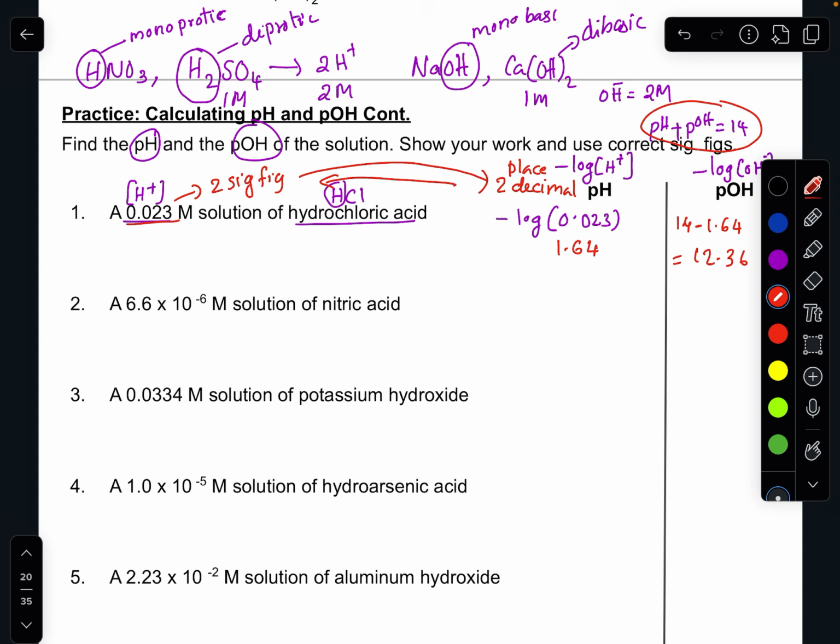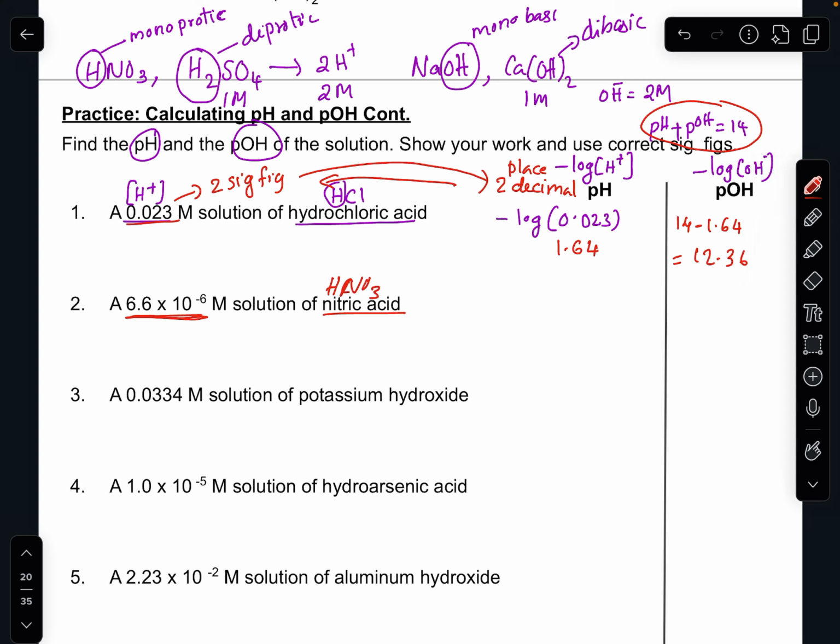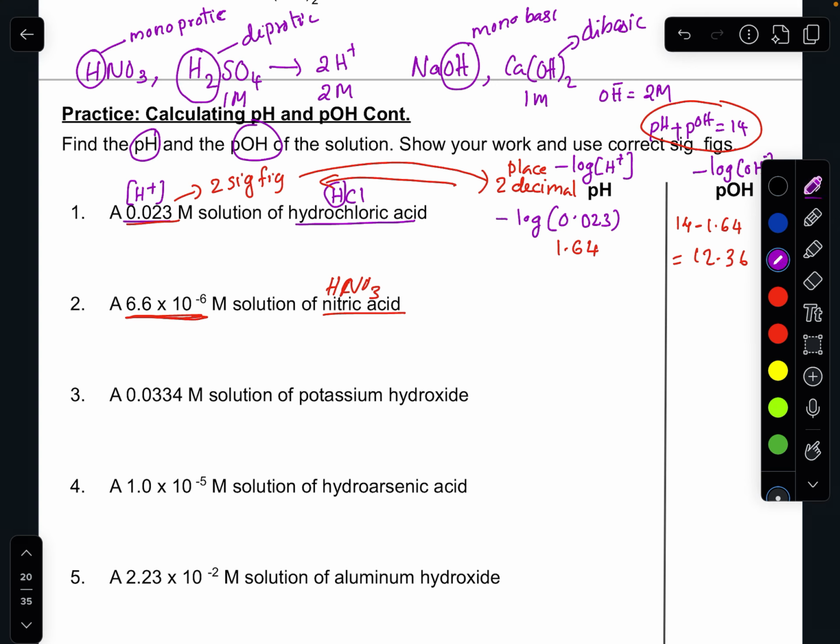Okay, then some of you are confused when the concentration is given in scientific notation. I don't know where that confusion is coming from. We can write the formula HNO3. Okay, HNO3, so there is only one hydrogen. This is monoprotic. That means this is the concentration of H plus. So go ahead and substitute that: negative log of 6.6 times 10 to the power of negative 6.